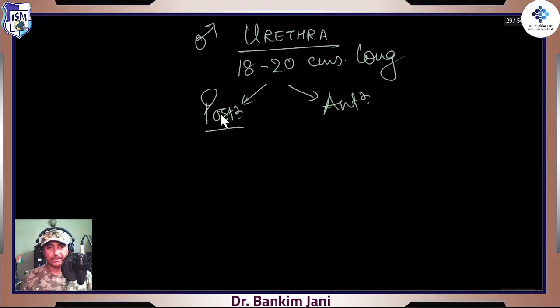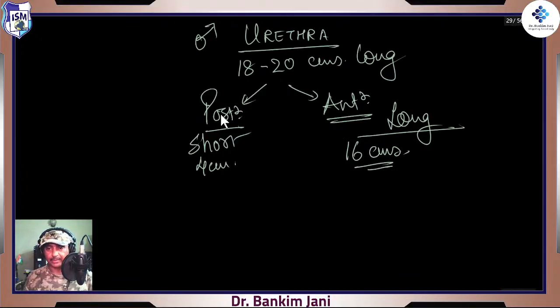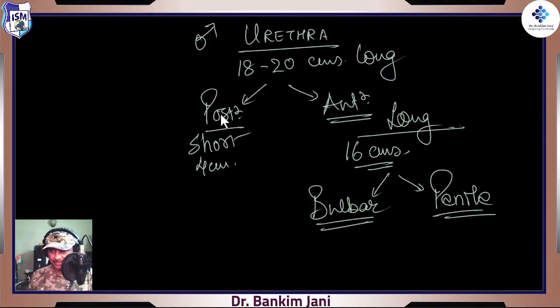Posterior, yes, it is short, just 4 centimeters, just over an inch. And this anterior part is actually long, the rest of it, about 16, 17 centimeters. It is this part which would be divided into two: the bulbar urethra and the penile urethra. The name itself is telling: one is the bulbar part and the second is the penis part. So these are the components.